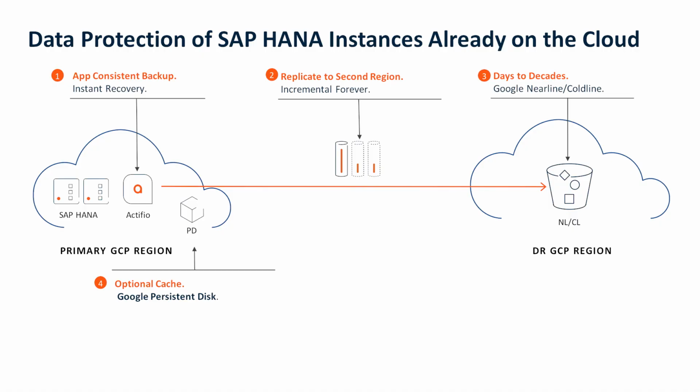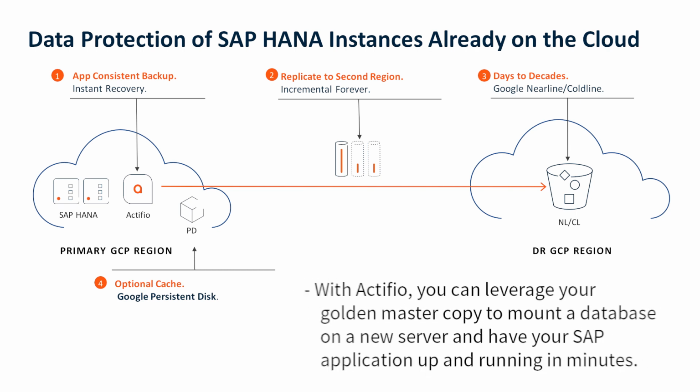If you already have your SAP HANA instances running in the Google Cloud Platform, using Actifio you can protect your data from loss or corruption. Just like on-premises, you can leverage the golden master copy to mount the database on the new server and have your SAP application up and running within a few minutes.